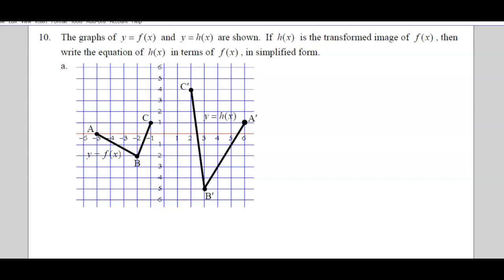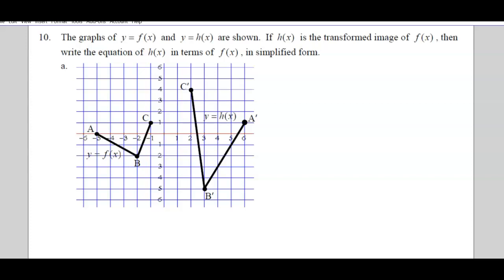And question 10. So we are given two functions here. H of x is the transformed image of f of x. Sometimes it's hard to tell which point is transformed to which, but there's a good labeling here. So you know that this point here is the image of this point, A and A prime, C and C prime. If they're close to being a V shape, it's hard to tell if it would be a reflection or not. By looking at that, I know it's going to need to be reflected about the y-axis, because they both open up, so there's no reflection in the x-axis.